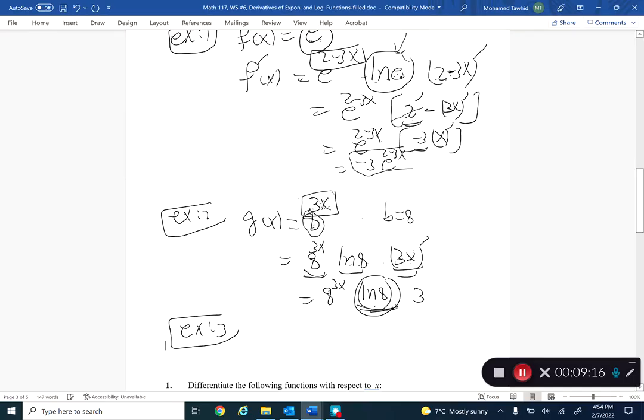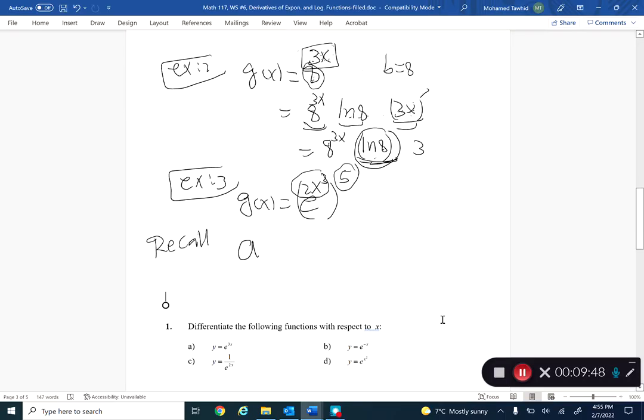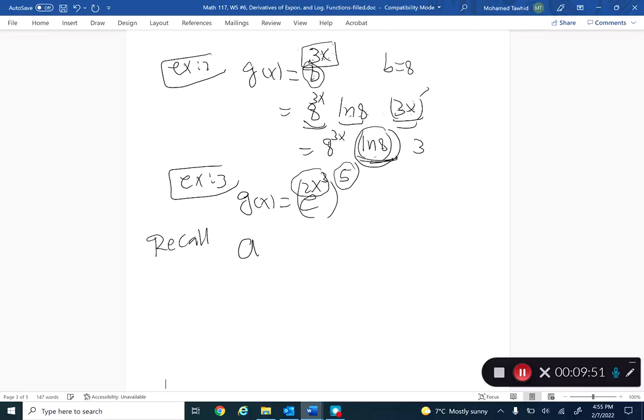Now I go to another example. What is the derivative of g of x equal to e to the power x cubed, and the whole thing to the power 5? Is this exponential? How many exponents do you have? You have 2 exponents. Let us recall: if you have e to the power n, the whole thing to the power m, what is that?